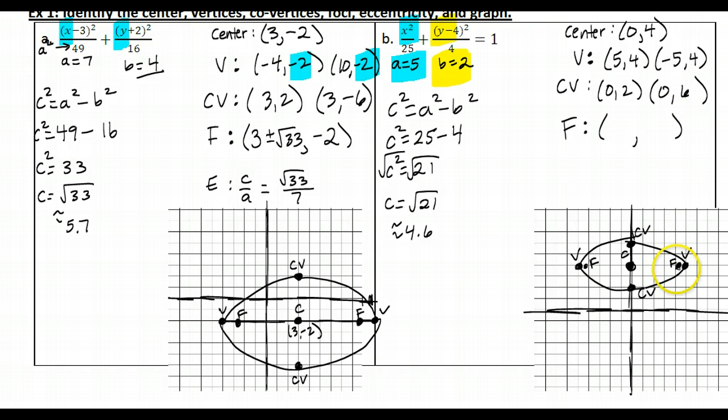This time the foci have the same y value as a vertex because they're in the same line here. So the y value for the foci is 4. And then the x value, well, really it went 0 plus square root of 21 that way, and 0 minus square root of 21 that way. So 0 plus or minus square root of 21, and you don't have to then write the 0 because it's just 0, I guess. Okay, eccentricity is square root of 21 over 5.